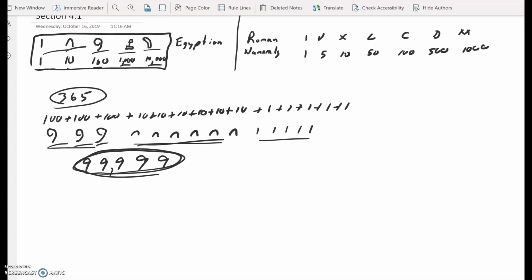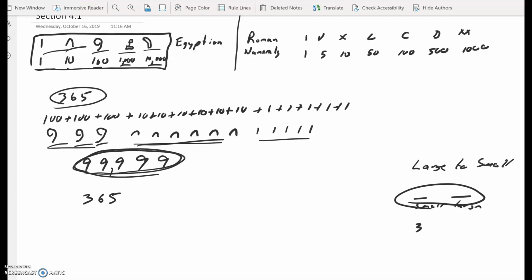The second one I want to show you is Roman numerals, and so I thought we might do 365 with Roman numerals. And when we do 365, some of the rules in Roman numerals are if you're going from large to small, you're adding. But if you see a small followed by a large, then that's a subtraction. Another rule is that you can only use 3 of the same thing.